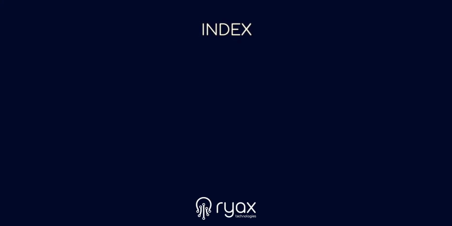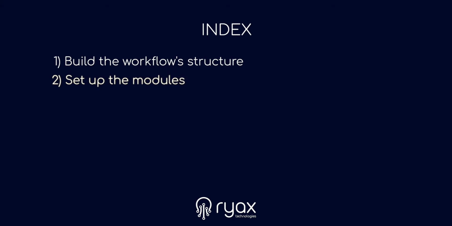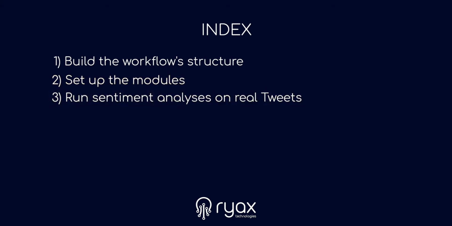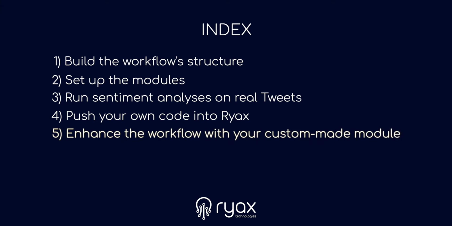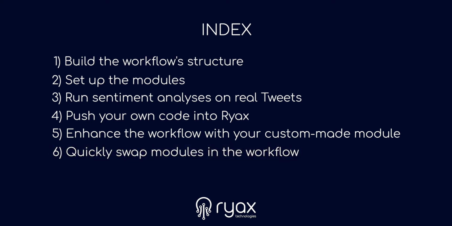To do that, here are the steps we're going to take. We're going to start with building the workflow structure. Then we'll go on to configuring the modules. After that, we'll be able to run the sentiment analysis on actual tweets. After this, we would like to show you how to push your own code into Ryax so as to improve your workflow. We're going to run the workflow with your enhancement, your custom-made module. It's going to be a Google Sheet publisher. And in the end, we're going to demonstrate how to quickly swap modules in the workflow so as to transform it as you wish.